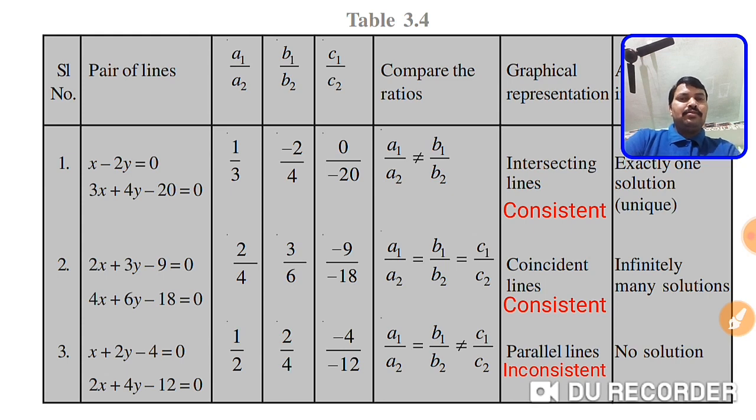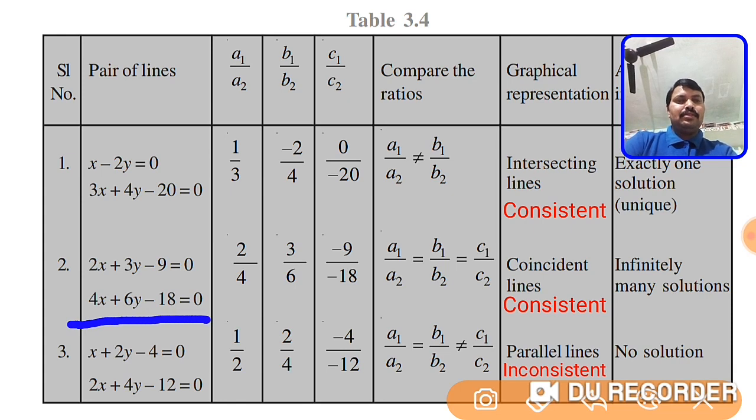See the second example. Equations are 2x plus 3y minus 9 equals 0 and 4x plus 6y minus 18 equals 0. Now find out the ratios. You will see the ratios 2 upon 4, 3 upon 6 and minus 9 upon minus 18 all reduce to 1 upon 2, which is equal. So therefore the pair will be coincident lines and there will be infinitely many solutions for the pair and the pair will be consistent.